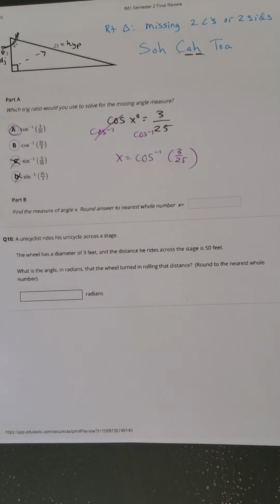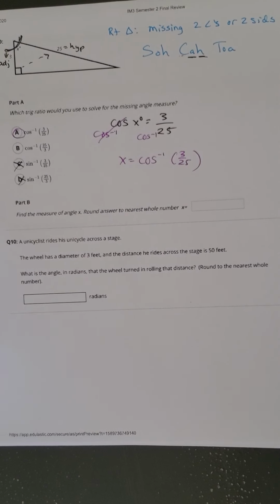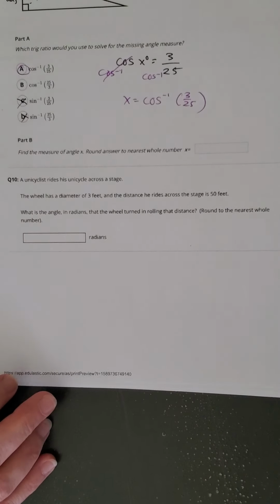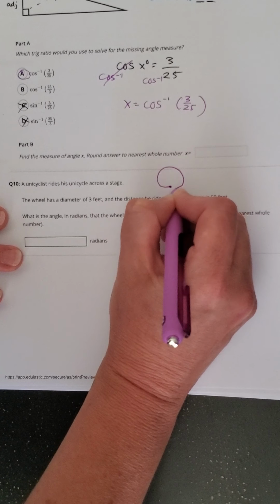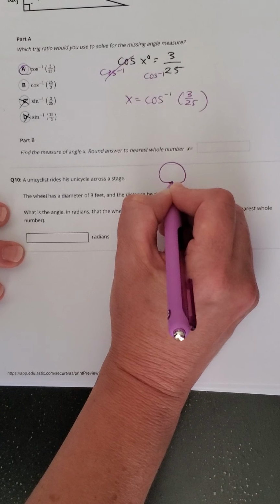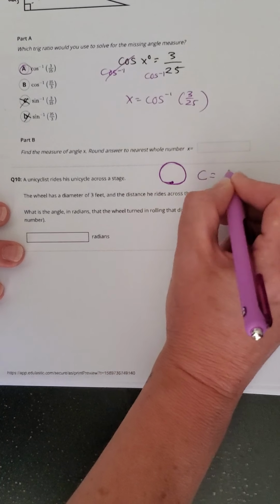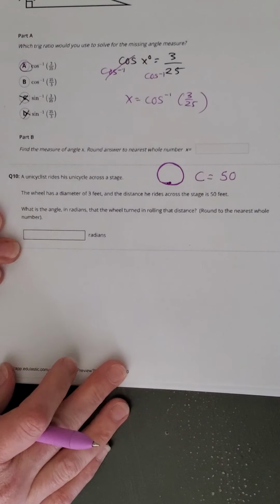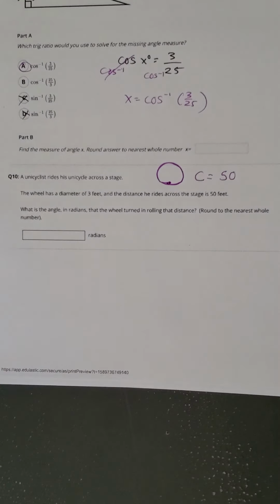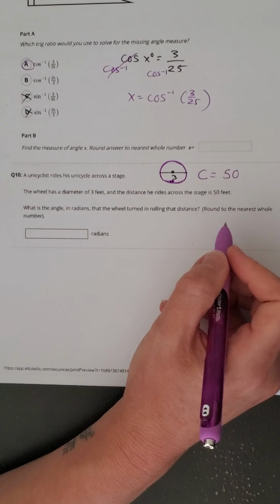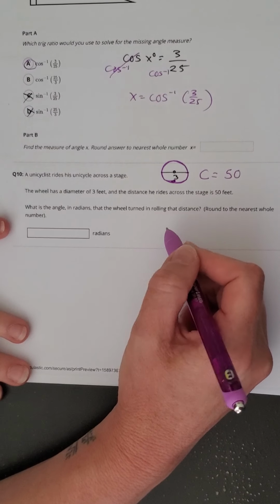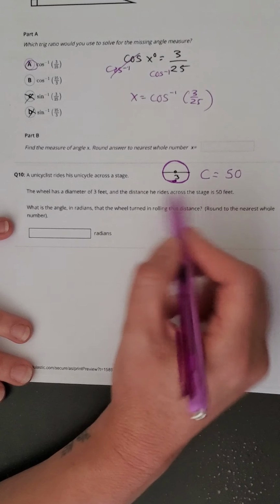Number 10. A unicyclist cycles his bike across a stage. The stage is 50 feet. So that means that from the bottom of his wheel, when it goes all the way around, he has traveled 50 feet. So the circumference, C, is 50. The circumference of the wheel. And the wheel has a diameter of 3. And he rides, like I said, 50 feet. And it says, what is the angle in radians that the wheel turned? Round to the nearest whole number.